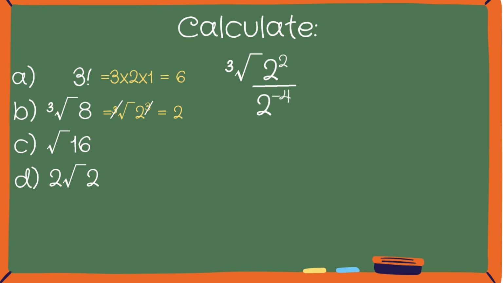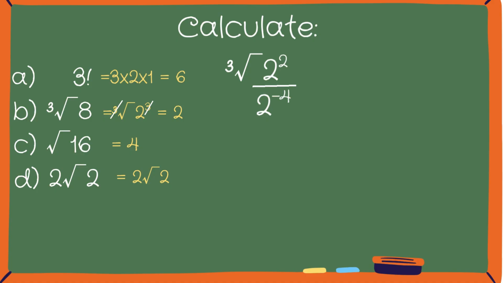So I have alternative A, 6, B, 2, C, the square root of 16, which is 4, and alternative D. Well, it's already transformed, already simplified. It's 2 square root 2. So, reviewing the alternatives, they can be alternative A, 6, B, 2, C, 4, and D, the square root of 2.